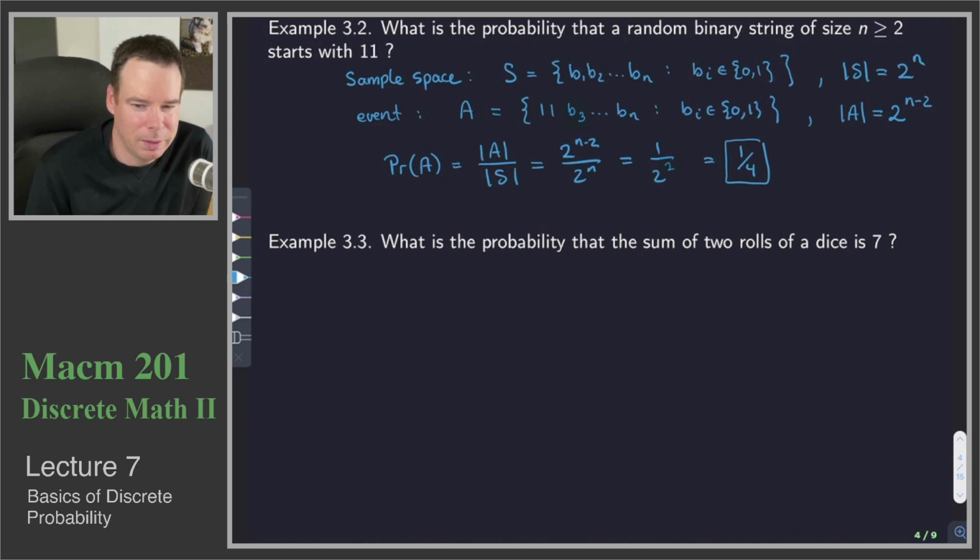What is the probability that the sum of 2 rolls of a dice is 7? So let's work that one out. Again, we're going to consider a sample space.